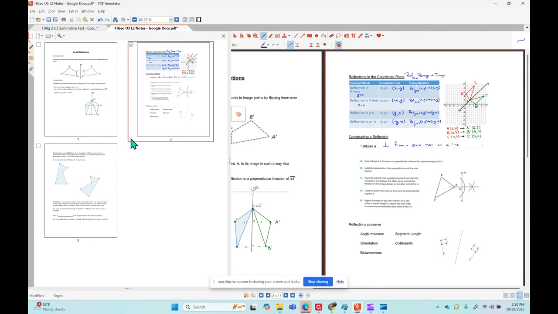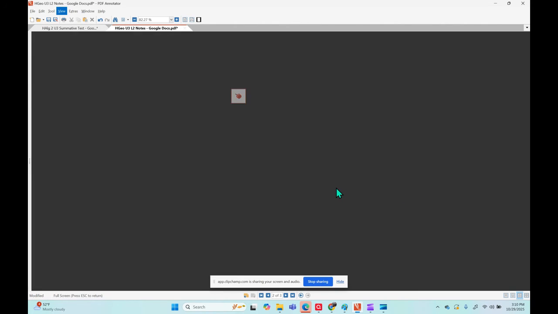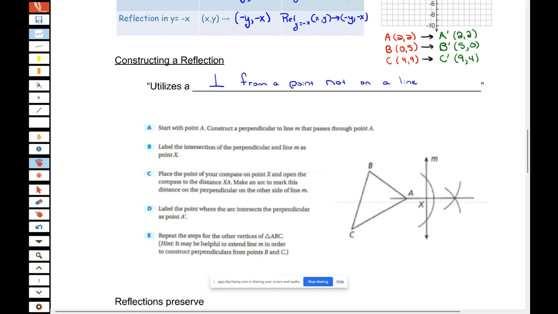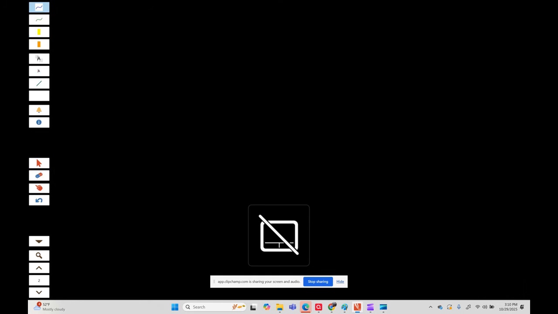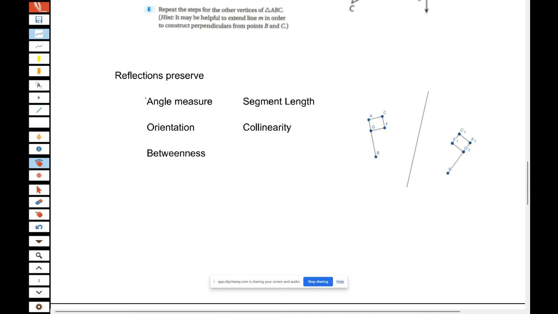All right, let's talk about a couple of final properties of reflections. What properties do reflections preserve? Well, they do preserve, and we have a nice little reflection of what looks like the letter P over here, angle measure. Yes, they do preserve that because if an angle here, say, is 90 degrees, this angle here will be 90 degrees. So the shape is the same size, the same shape, so it has the same angle measures. It has the same segment lengths. The length of AC is going to be the same as A prime C prime.